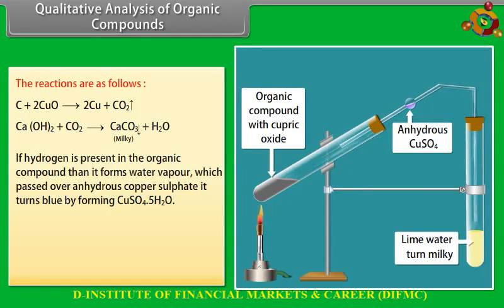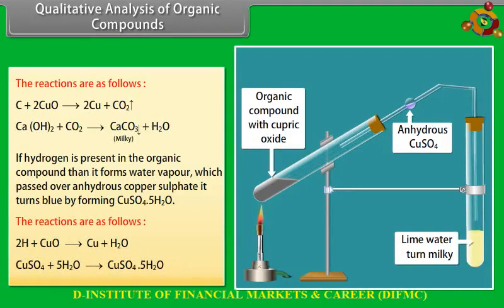If hydrogen is present in the organic compound, it forms water vapor, which when passed over anhydrous copper sulfate turns it blue by forming CuSO4·5H2O. The reactions are as follows. Hydrogen in the organic compound reacts with copper(II) oxide and produces copper and water. The produced water reacts with anhydrous copper sulfate, which turns blue by forming CuSO4·5H2O.